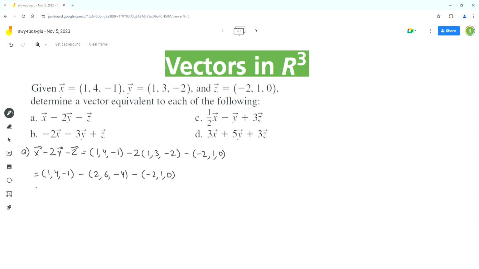Now we can subtract the first two vectors. So we have to subtract their x, y and z components. So let's start with the x component. So 1 minus 2 is negative 1. 4 minus 6 is negative 2. And then minus 1 minus negative 4 is equal to positive 3.